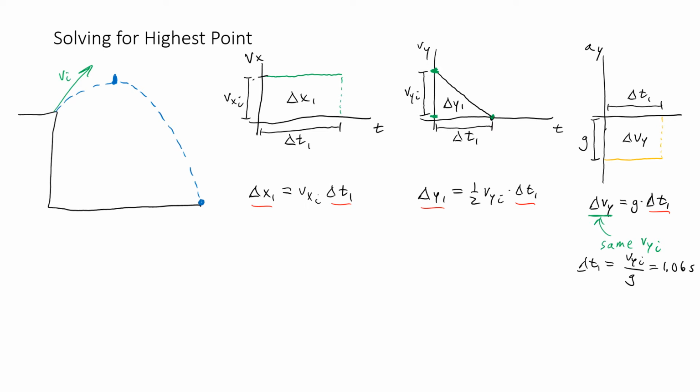And now that I know delta t1, it'll be easier to go on and solve for other aspects of this motion. So if we were to take a look at delta x1, vxi and delta t1 are now known. And if we put in numbers for those, we get 6.36 meters. And then finally, delta y1. Everything in this equation is known as well. So it's already ready to plug in. And we're going to get 5.51 meters with the numerical values for that one.